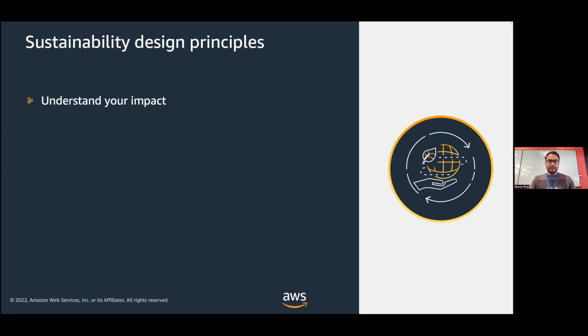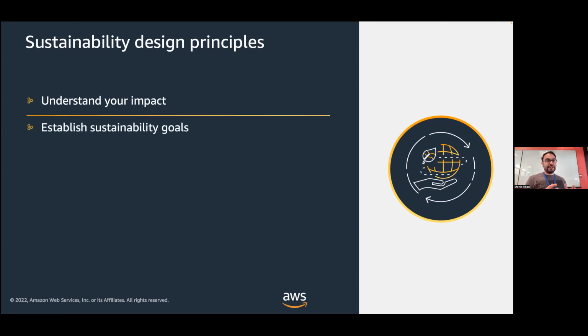The second part that comes into the design principles is establishing your organizational level sustainability goals. So it's not really limiting you to a specific workload, but from a business perspective, from business goals objective, organization level sustainability goals. For each cloud workload that you're going to work on, you need to establish a long-term sustainability goal, such as reducing the compute and storage resources per transaction.